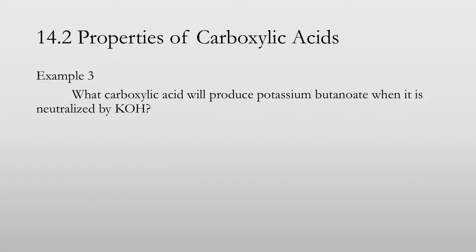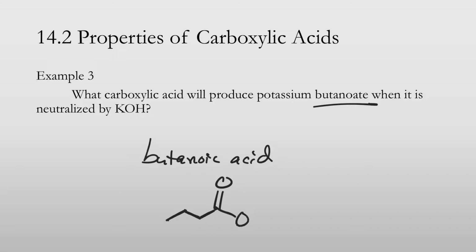Example 3, what carboxylic acid will produce potassium butanoate when it is neutralized by KOH? I mean, this is almost self-explanatory. Since it's butanoate, it has to be butanoic acid, okay? It doesn't ask for you to draw it or anything, but if you were to, since it's butane derived, it has 4 carbons, and therefore you have butanoic acid or butyric acid.